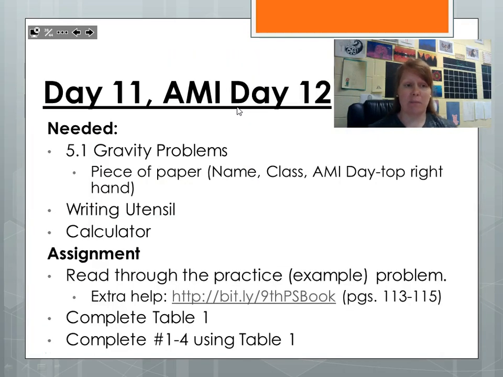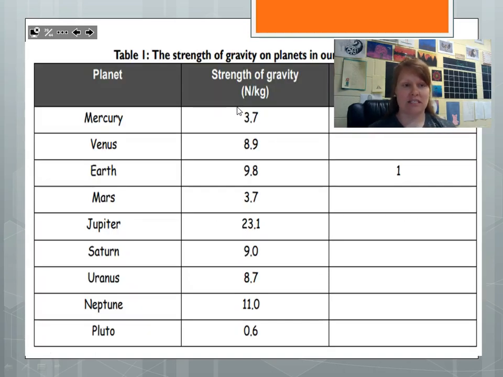There is a possibility for bonus, which is number 5. You are not required to do number 5, but it's really cool to get to number 5. That is actually AP Physics work if you want to do number 5. All my GT students, I highly suggest you do.